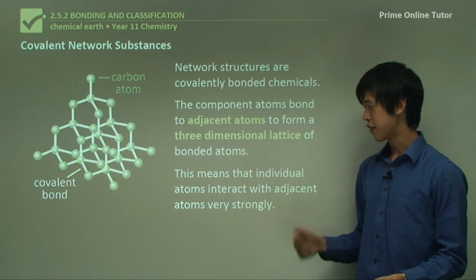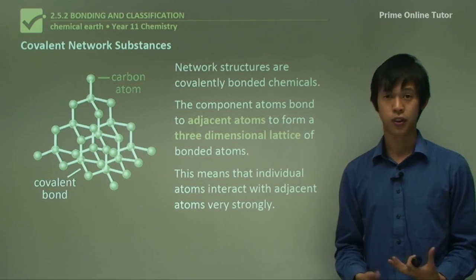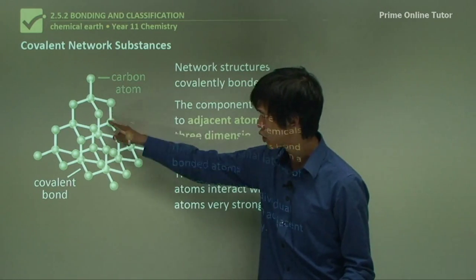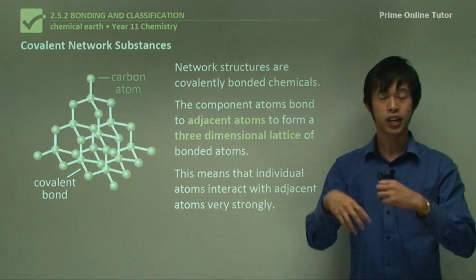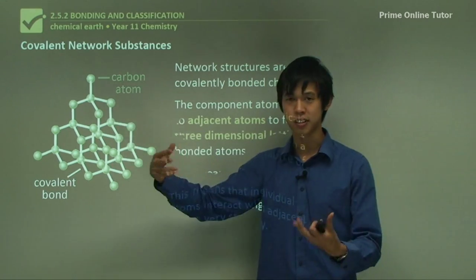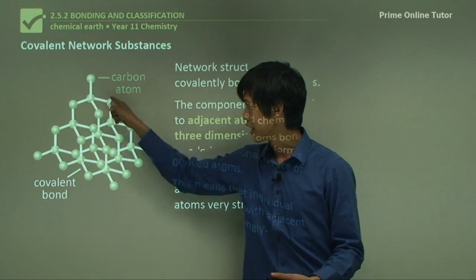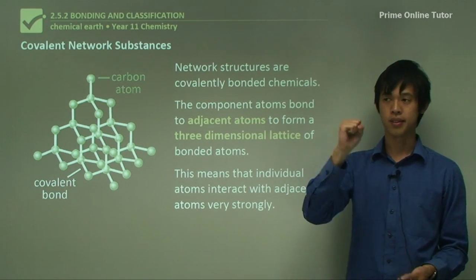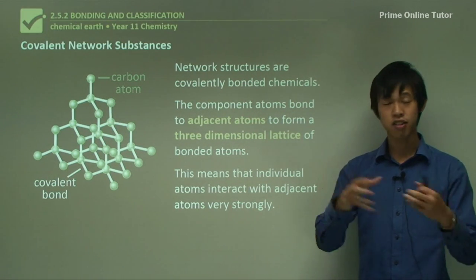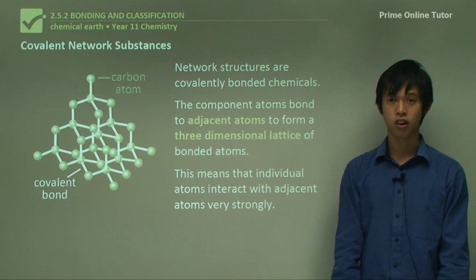So this means that individual atoms interact with adjacent atoms very strongly, because you can see there's a very strong covalent bond for adjacent atoms. So adjacent meaning next to. So for each of the atoms next to whichever atom we're looking at, they interact very heavily because of those very strong covalent bonds.